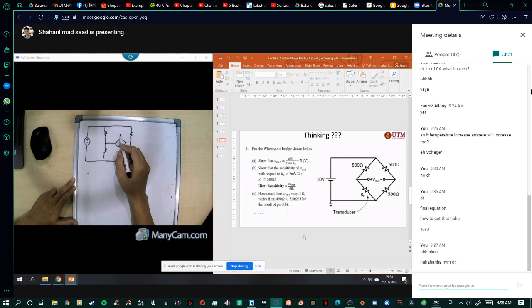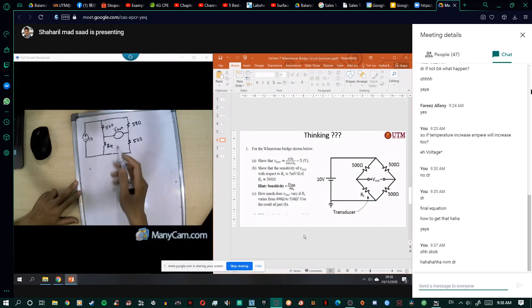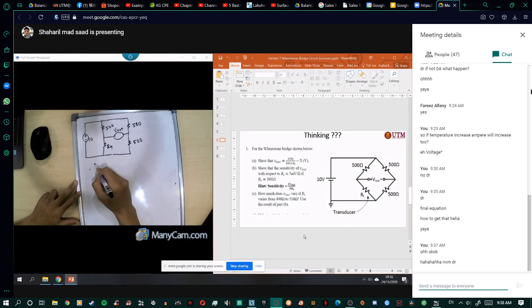So this one is V out. This one is 500. This one is 500 also. This one is RT. This one is 500. This one is 10 volt. All right. So we want you to find the V out.